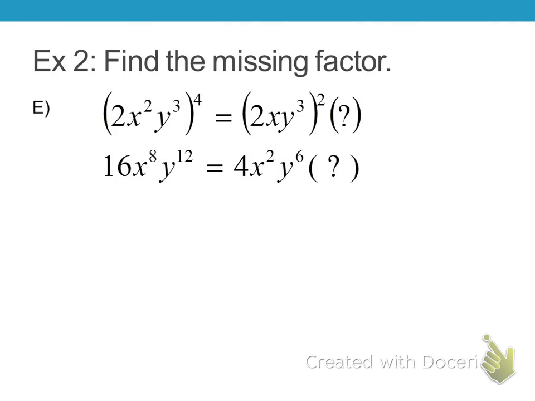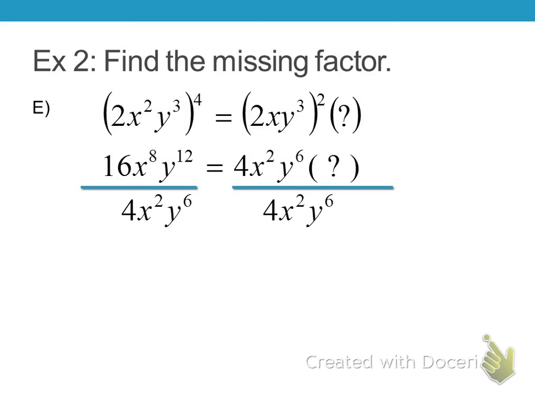Then what? Divide both sides by 4x squared y to the 6. Very good. Divide both sides by 4x squared y to the 6th. And we get 4x to the 6th, y to the 6th. What are your questions?